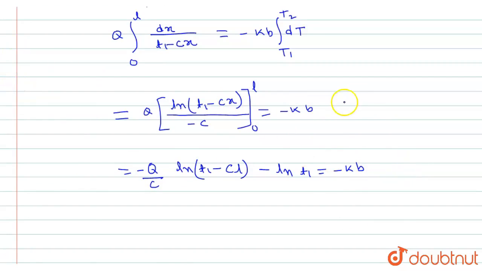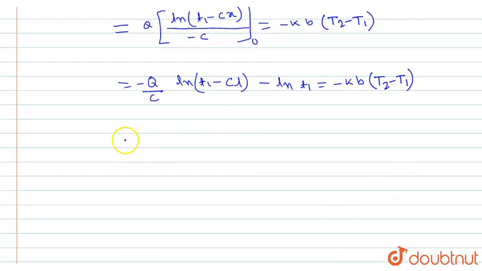So here we have to write t2 minus t1. Here we can write t2 minus t1, clear? Now this is equal to, this minus sign and minus sign cancel out. So we can write, and this can be written as this.